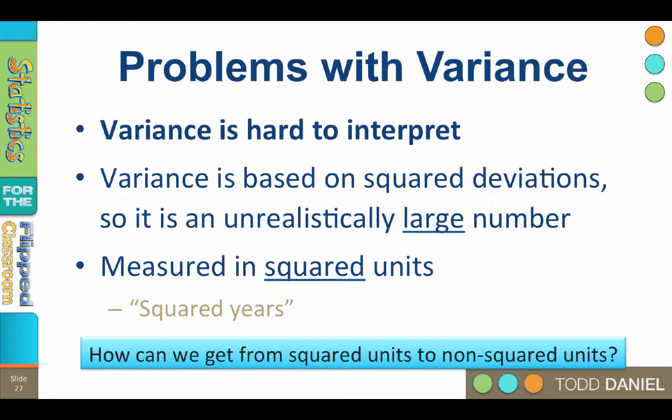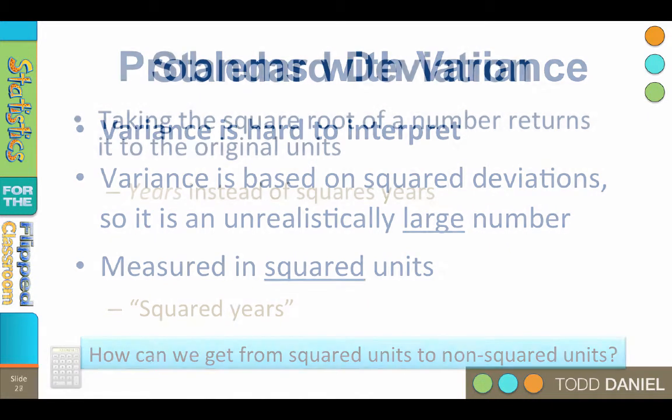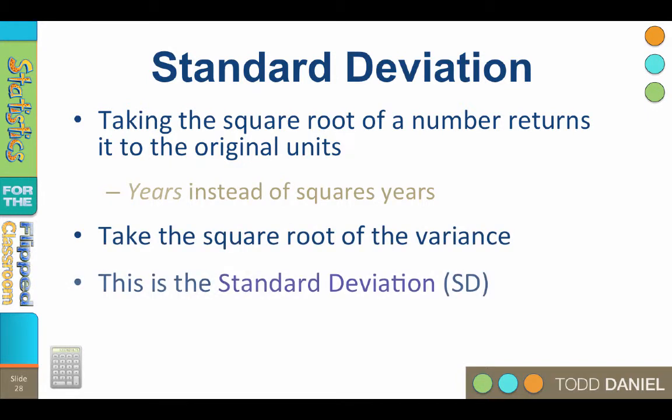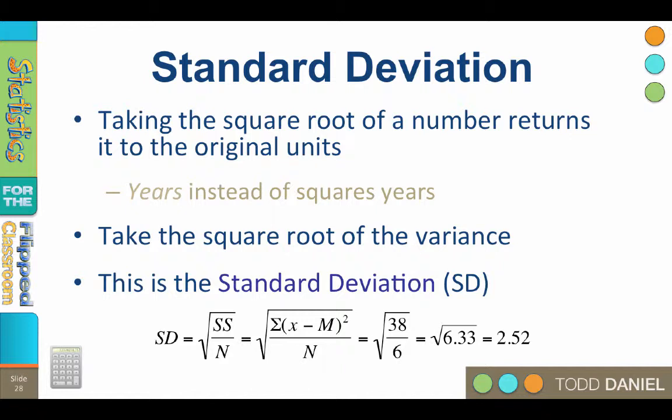So how can we get from squared units to non-squared units? The solution is the standard deviation. When a number is squared, taking the square root of a number returns it to the original units. Now we can talk about variability in years instead of squared years. Since the variance is squared, we can unsquare it using the square root. This unsquared variance is the standard deviation, abbreviated SD. The standard deviation is the square root of the variance.